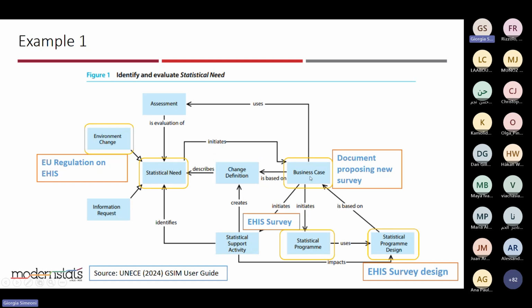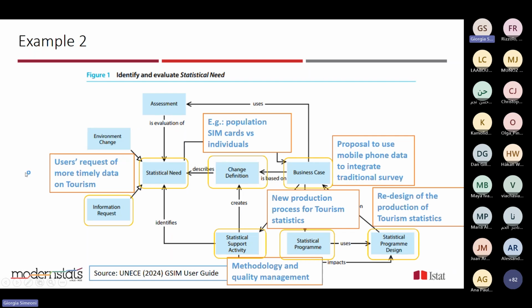We can initiate a business case, and so we propose a document that proposes a new survey because it's clear from the regulation that we have to do a new survey. But we don't need to make a change definition, but we can initiate the survey based on a survey design. In another case, we can have a more general statistical need, a more generic statistical need that can be that the users request more timely data on tourism.